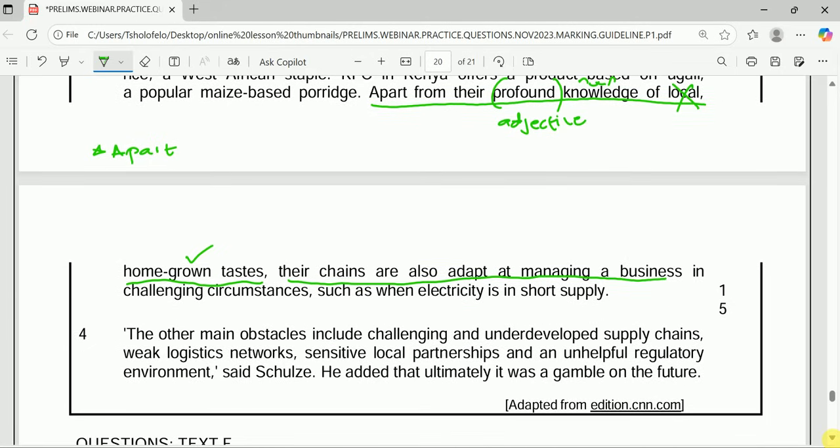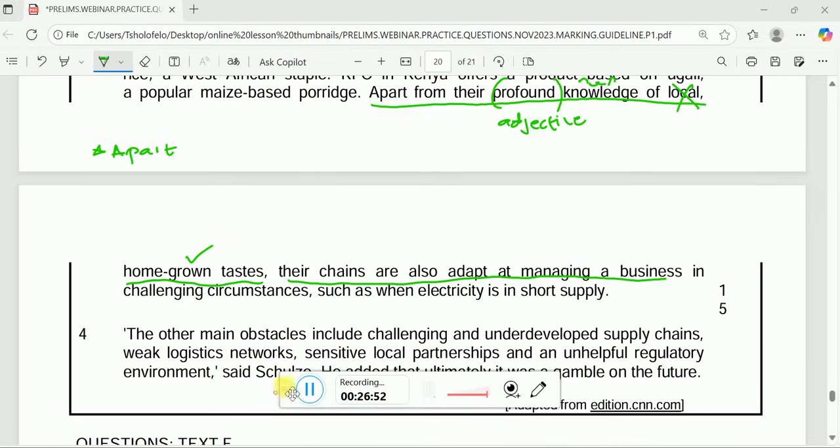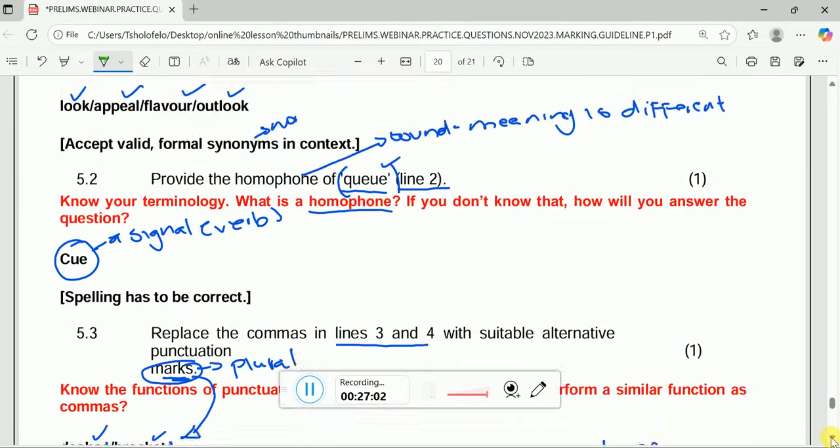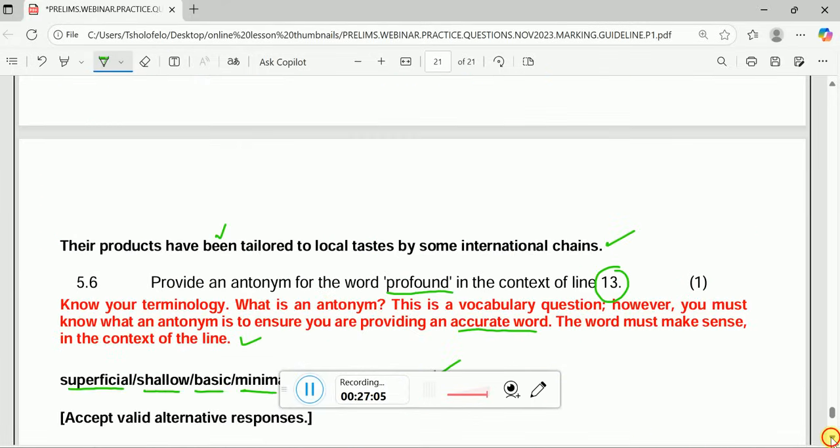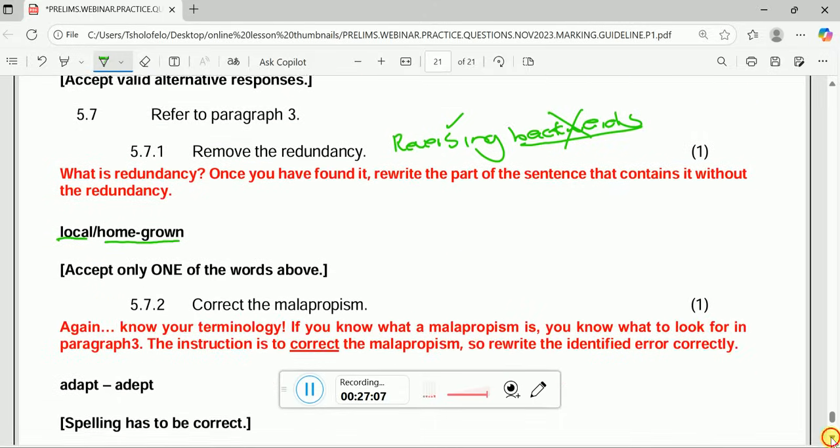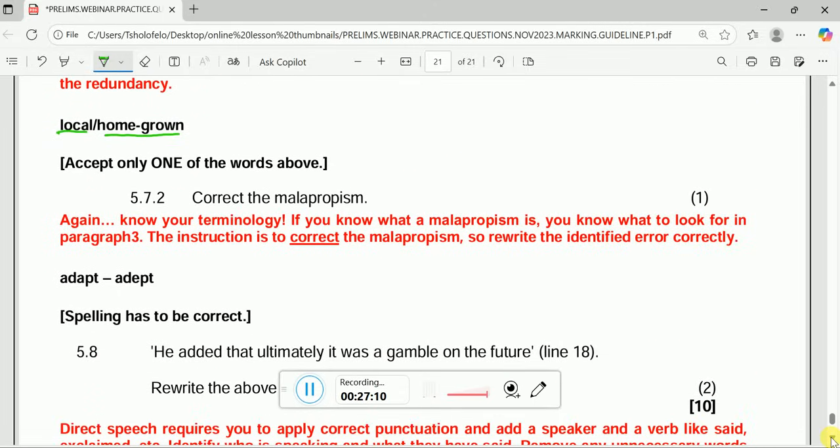Right, it says their chains are also adept of managing a business. Now, malapropism in this paragraph relates to the use of the word adapt. Adapt is supposed to be adept in this way. And for vocabulary enrichment, adept is an adjective meaning skilled or proficient. So it's supposed to be this one, because it means someone who is skilled and proficient.